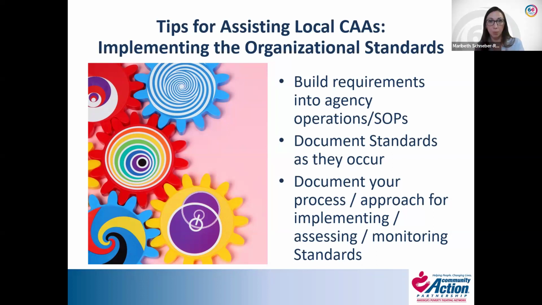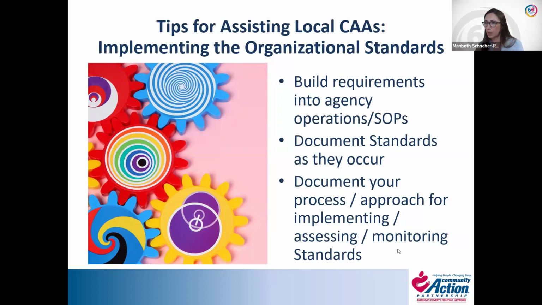So something like a SharePoint site where, when the standard is done, whoever has done that needs to upload their documentation there and save it there. That way, when you go to assess, it's all right there. Or you send an email with the documentation to a specific email address that you have as an agency. Or, some folks still use paper, and that's okay. You have a specific binder that it all goes into. So just make sure that you're doing it as it happens.